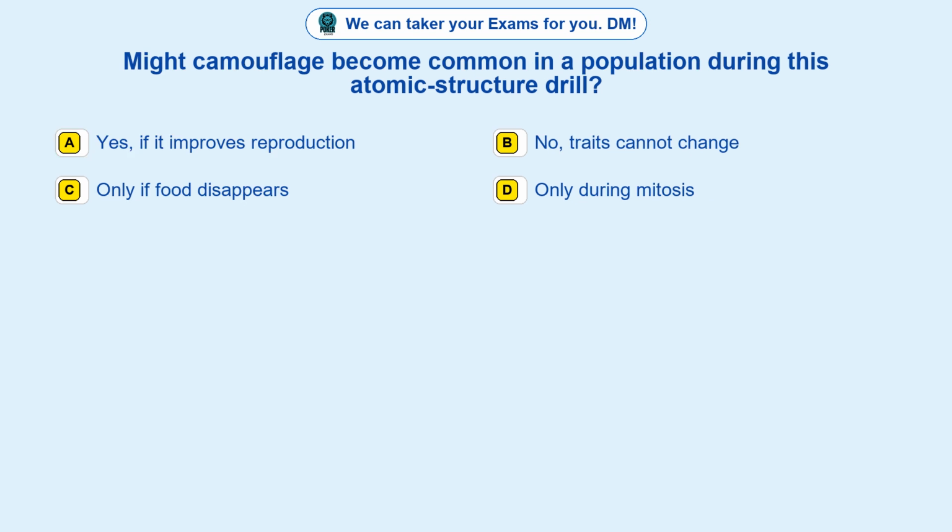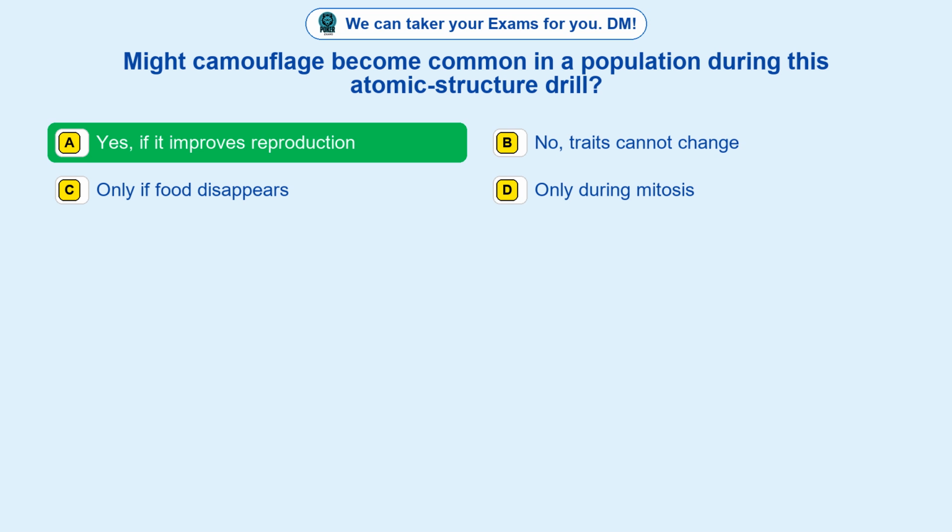Question 12. Might camouflage become common in a population during this atomic structure drill? Option A. Yes, if it improves reproduction. Option B. No, traits cannot change. Option C. Only if food disappears. Option D. Only during mitosis.